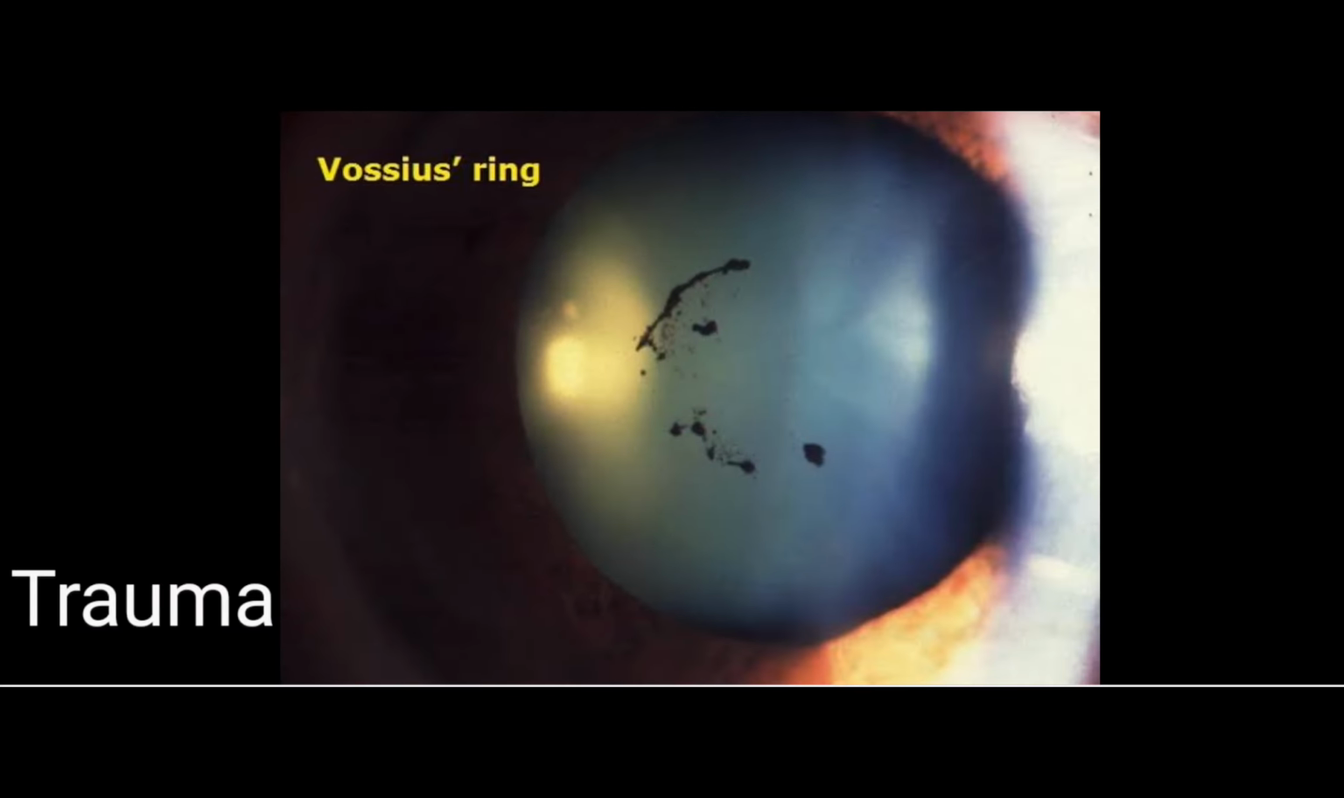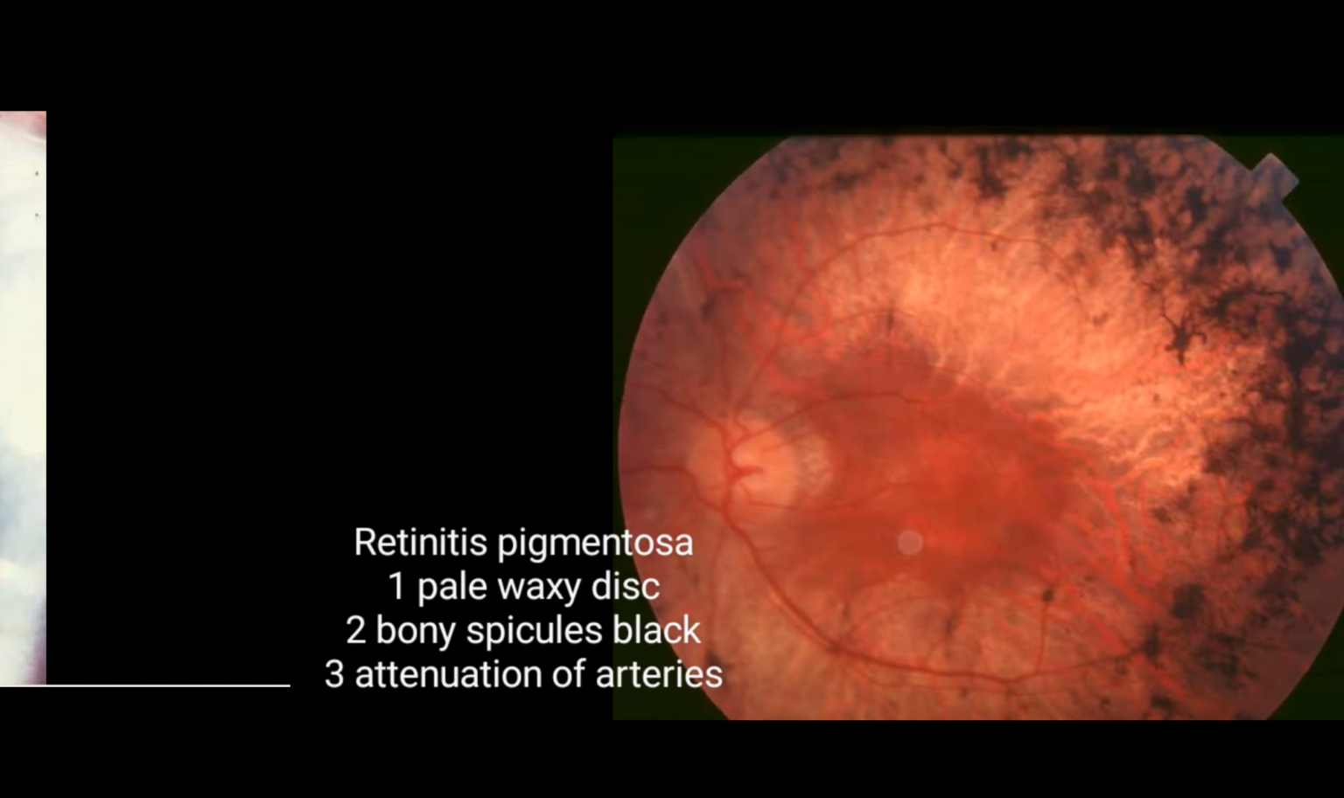This was Vossius ring. Vossius ring is seen in trauma, in blunt trauma cases.